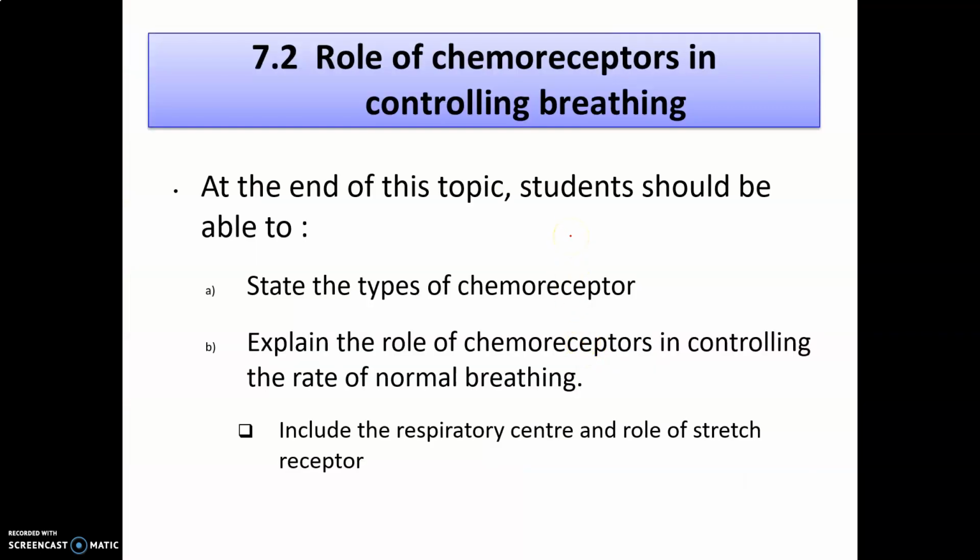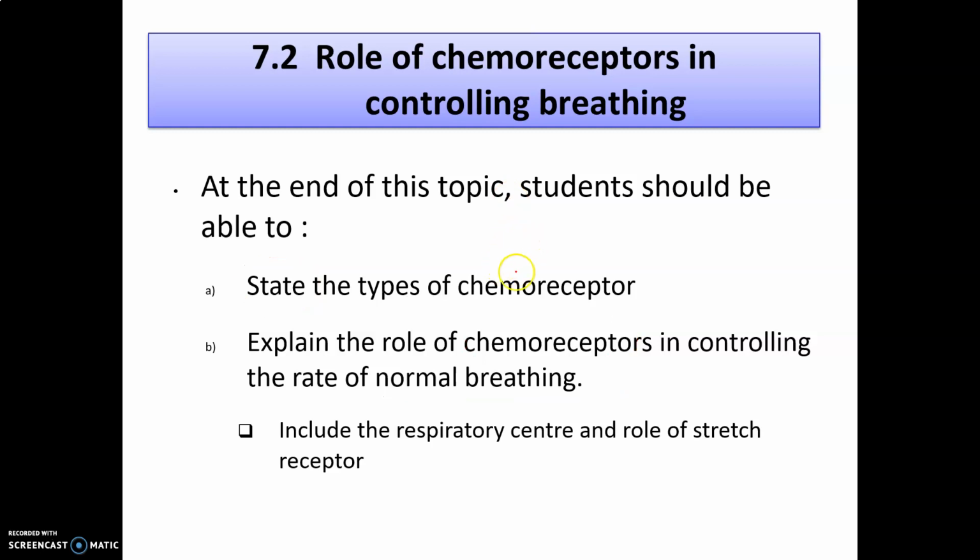Alright. So by the end of this lecture, you should be able to state the type of chemoreceptor. State saja, tak payah explain. You hanya perlu state saja the two types of chemoreceptor yang kita akan tengok. And explain the role of chemoreceptor in controlling the rate of normal breathing. Macam as I said, bila kita exercise, partial pressure of carbon dioxide is tinggi, kita tercungap-cungap, our rate of breathing akan increase. Dan bila kita rehat, kita relax, partial pressure of carbon dioxide is low, kita hanya perlu bernafas macam biasa. Dan the one yang akan detect the carbon dioxide concentration, itulah yang dipanggil chemoreceptor, yang akan menyebabkan adanya modulation ataupun regulation in the rate of breathing.